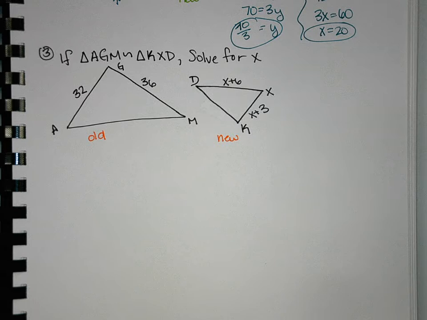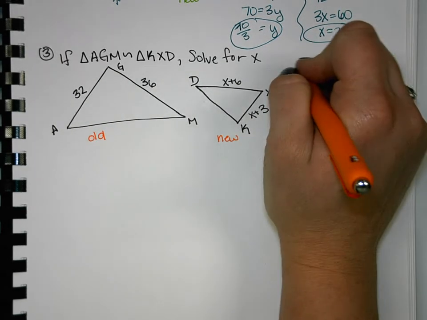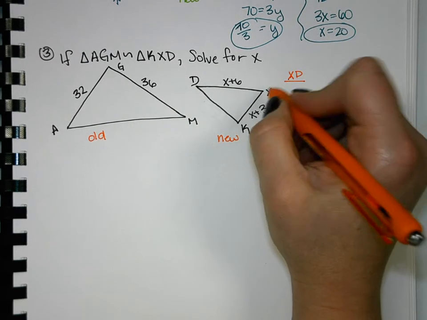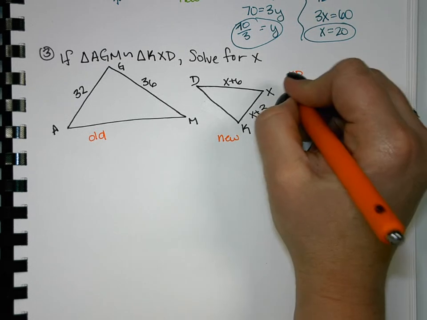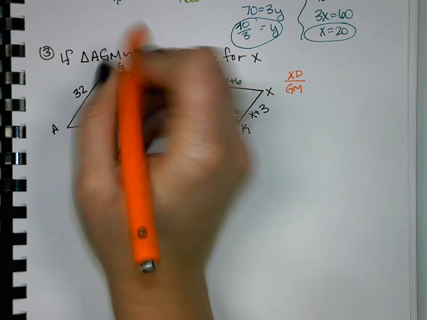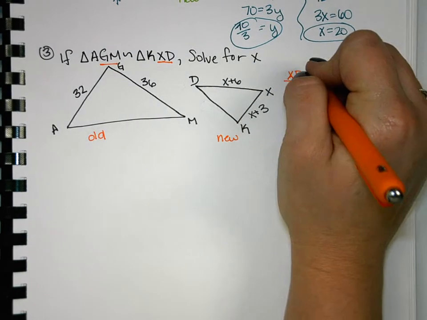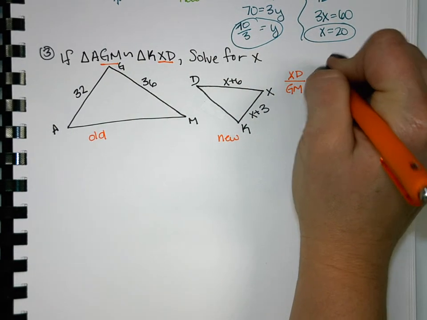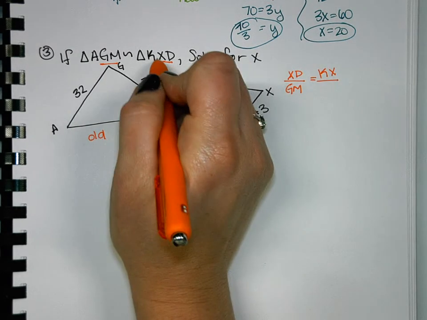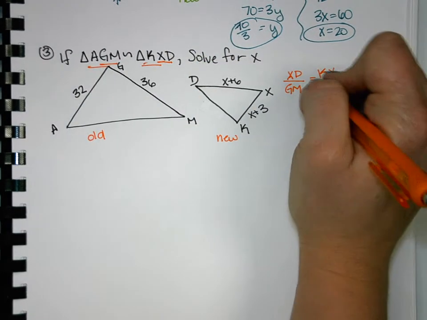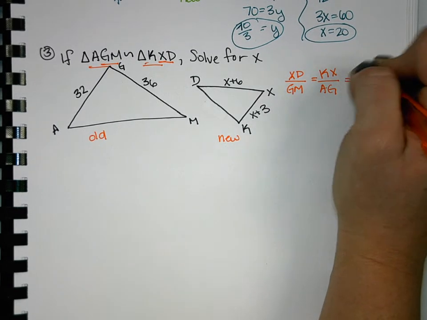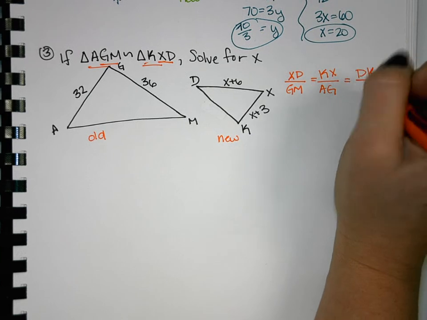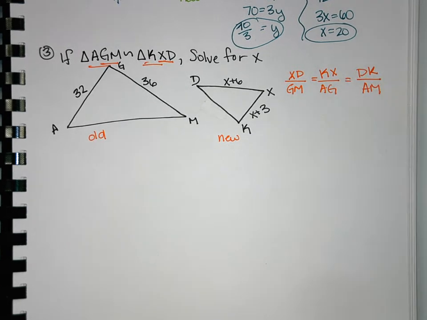Okay, so then when we set up our sides, we'll go XD, we'll go with GM, because XD is the last two, it has to go with the last two. KX, that's the first two, that'll go with AG. And then lastly, we'll have DK. That'll go with AM. So that's your proportions of all your sides.